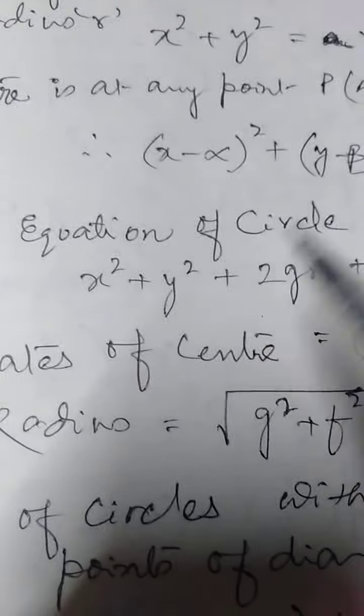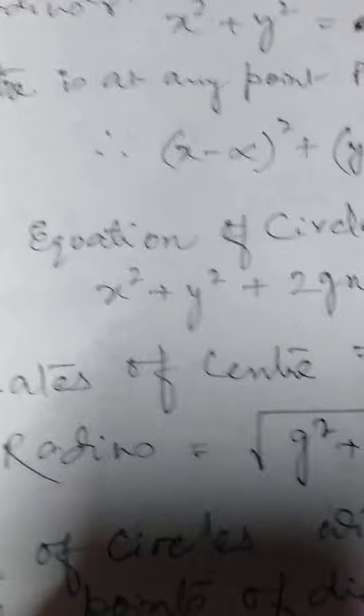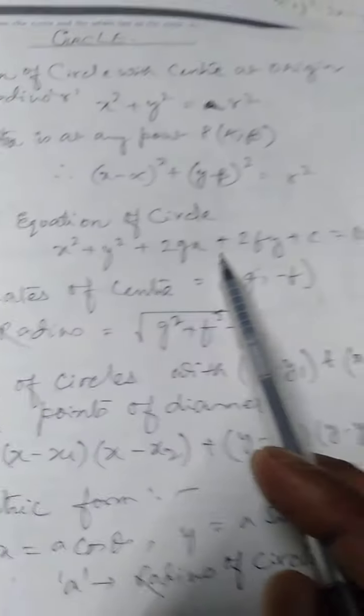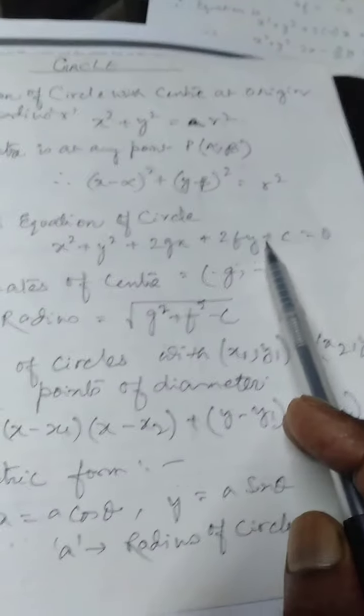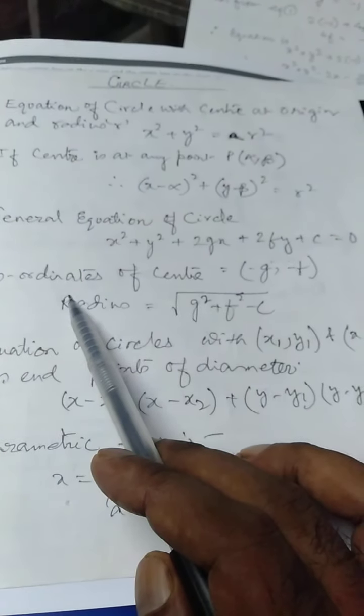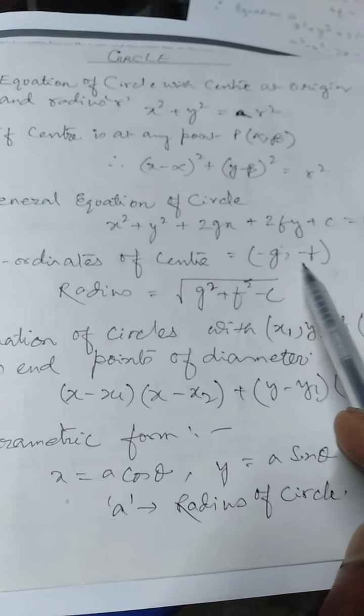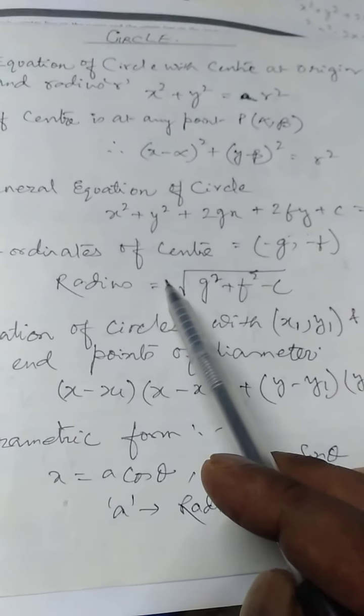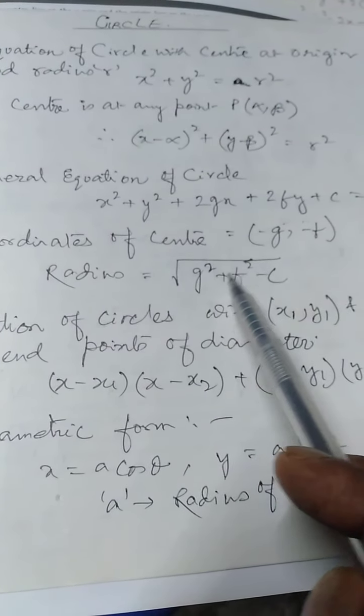General equation of circle is this. This is the general equation: x square plus y square plus 2gx plus 2fy plus c equal to 0. And the coordinate of center will be minus g, minus f, and radius will be root over g square plus f square minus c.